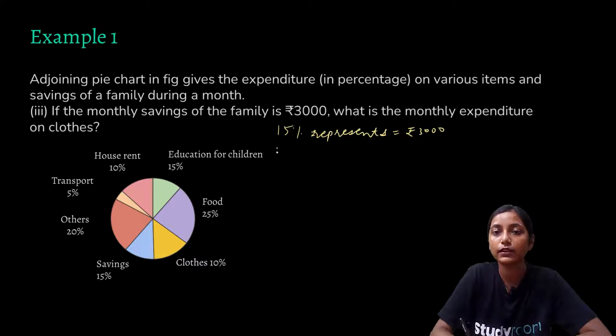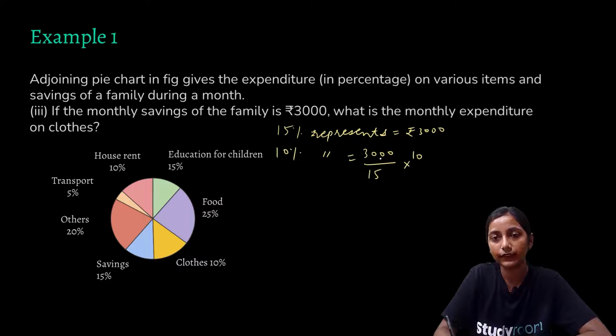Clothes is 10%, so 10% will represent how much? It will represent 3000 upon 15 into 10. And this is going to be how much? You can divide it by 5.